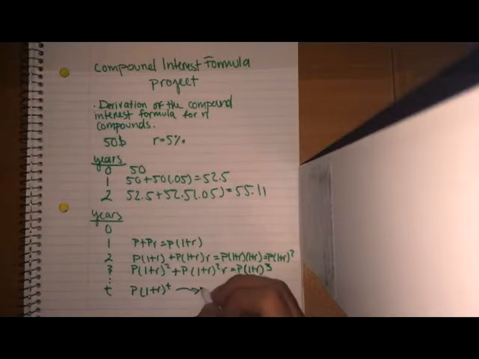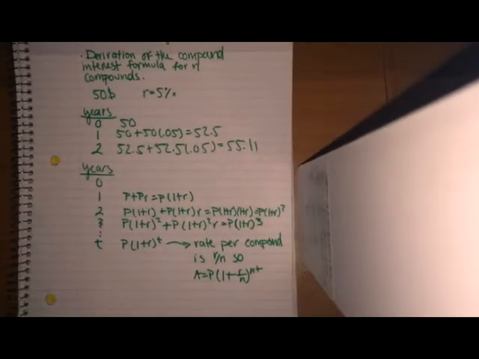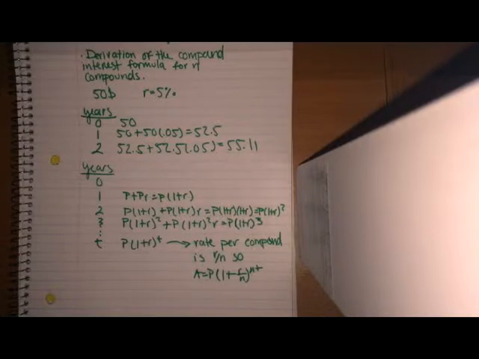To accommodate for more compoundings per year, such as quarterly, monthly, or daily, we will let n be the number of compoundings per year and let t be the number of years. Then the rate per compounding is R over n. And the account balance after t years is A equals P times (1 plus R over n) to the nt power.